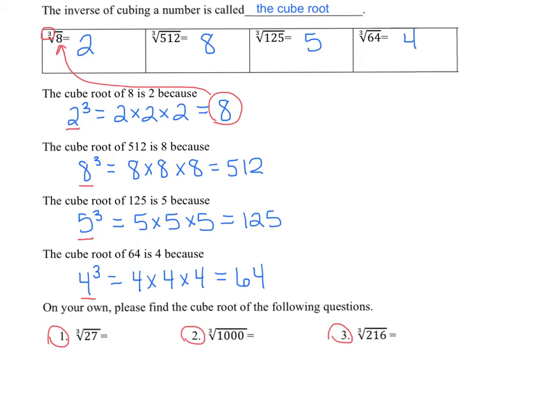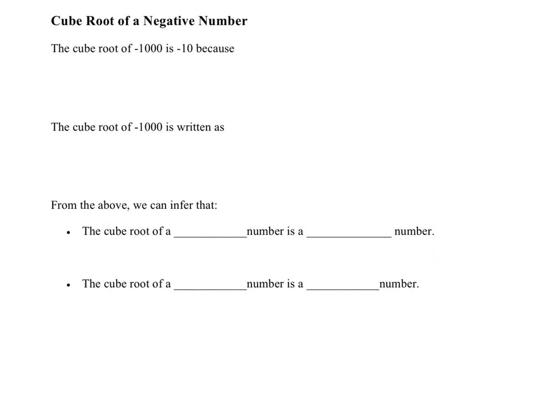Let's look at now some negative cube roots. So we have a cube root of a negative number. Is there such a thing as a cube root of a negative number? Is that possible? Yes, it is. And now we're going to discuss why it's possible. So the cube root of negative 1,000 is negative 10 because if we have negative 10 to the third power, that is equal to negative 10 times negative 10 times negative 10.